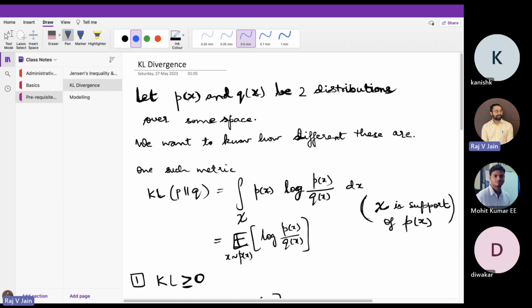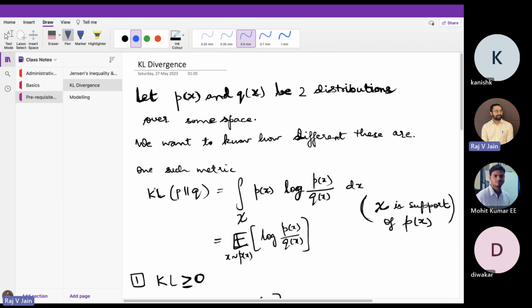So what could be one way to look at how different they are? One such metric is KL divergence. There are many such metrics out there, actually speaking. KL divergence is one of them, and we'll see how even those other different metrics can all be grouped into one single sort of a metric if we have time. So one such metric is KL divergence, which is defined something like this.